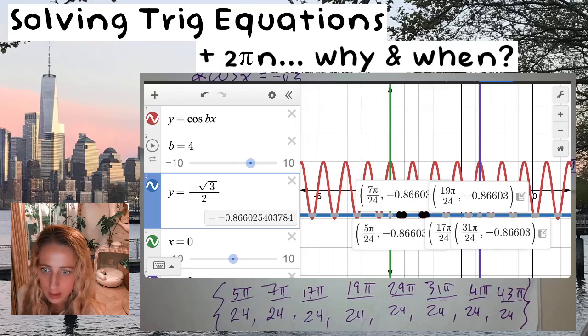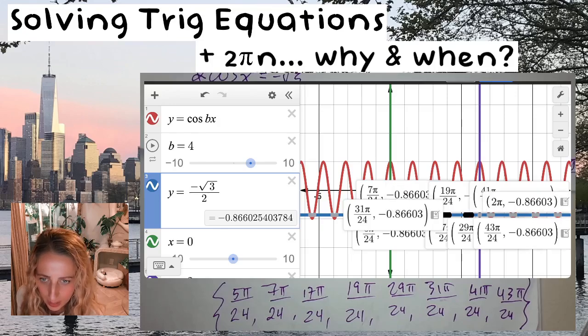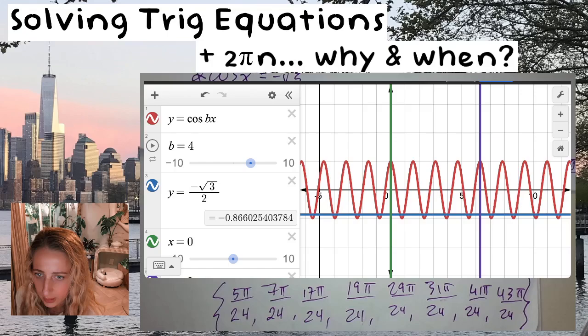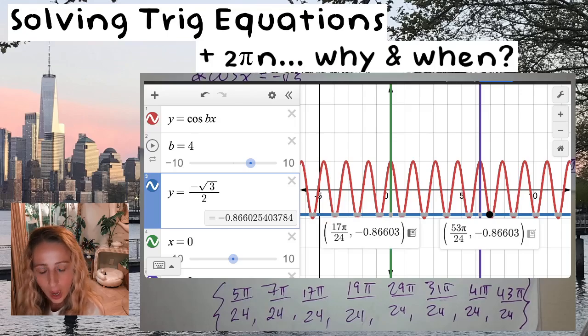Can you see that? Then I have 29 and 31. Then 41 and 43. The next one, that was the 2 pi line, would be 53 pi over 24, which is more than 48, and the purple line is 2 pi anyway, so it's over that line. So that is why and when we put plus 2 pi n.